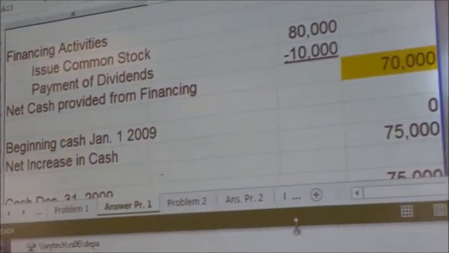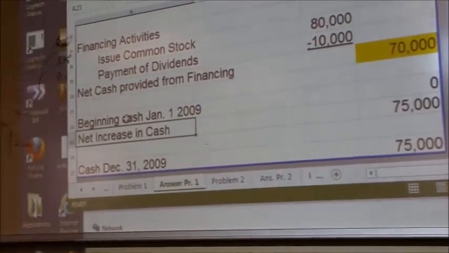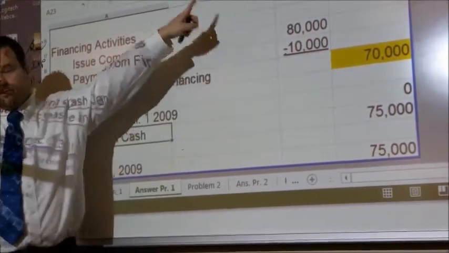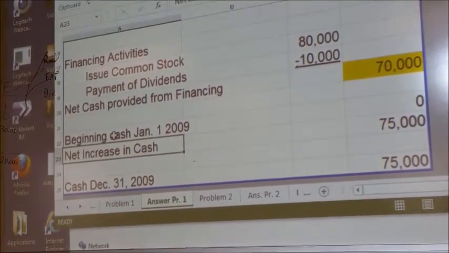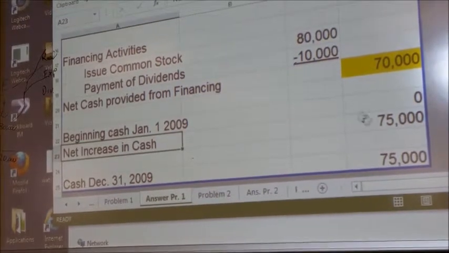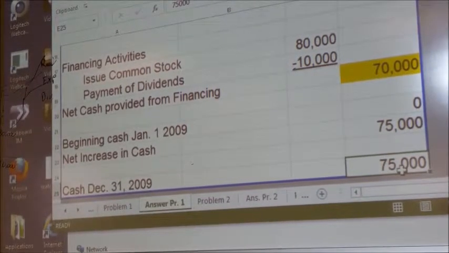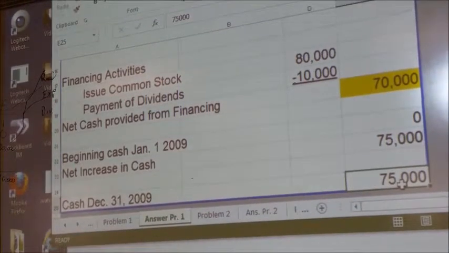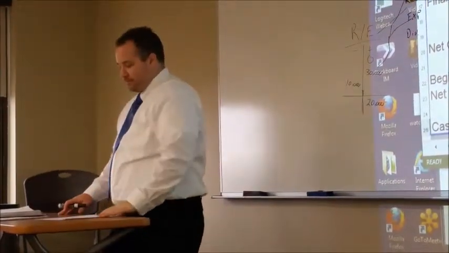Now we get down to the final check. Beginning cash for the year was 0. I didn't have anything. If I add up all of the yellows, all of my totals, 75,000. And then typically you would add these two, but there's nothing to add to it. So our total is 75,000, and that does check with my balance sheet final 2009 balance. That's my checkpoint.